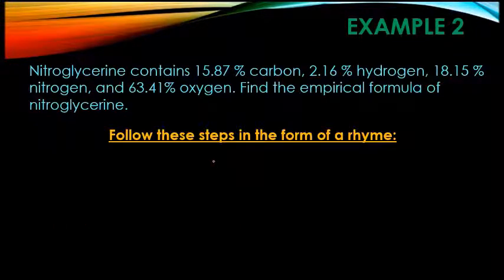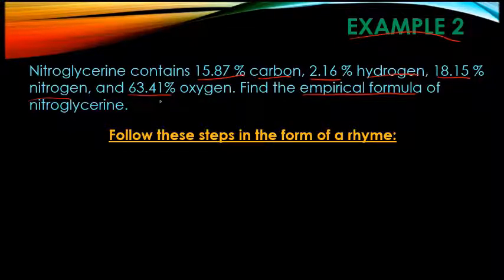Now, this is the first way they're going to represent the data, example 2 here. They're giving you percents of each element. So nitroglycerin contains 15.87% carbon, 2.16% hydrogen, 18.15% nitrogen, 63.41% oxygen. And they want you to find the empirical formula.